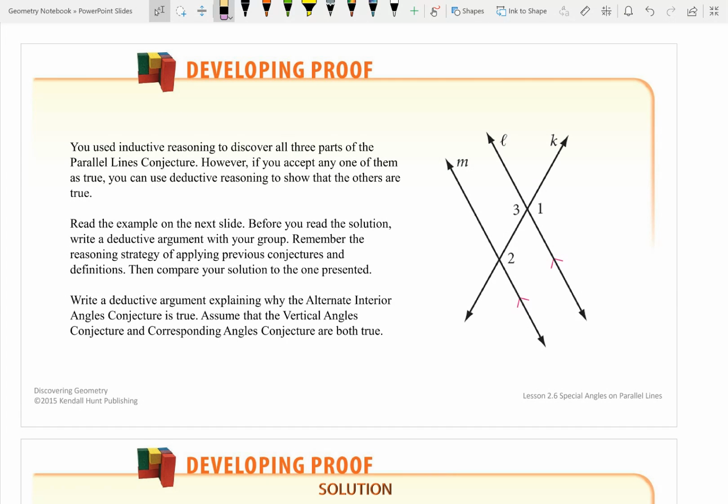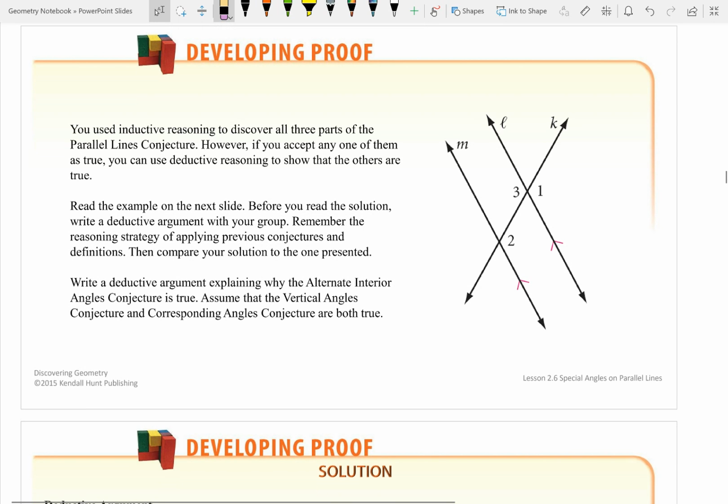You will use inductive reasoning to discover all three parts of the parallel lines conjecture. However, if you accept any one of them as true, you can use deductive reasoning to show the others are true. Read the example on the next slide. Before we read the solution, write a deductive argument with your group. Remember the reasoning strategy of applying previous conjectures and definitions. Then compare your solution to the one presented.